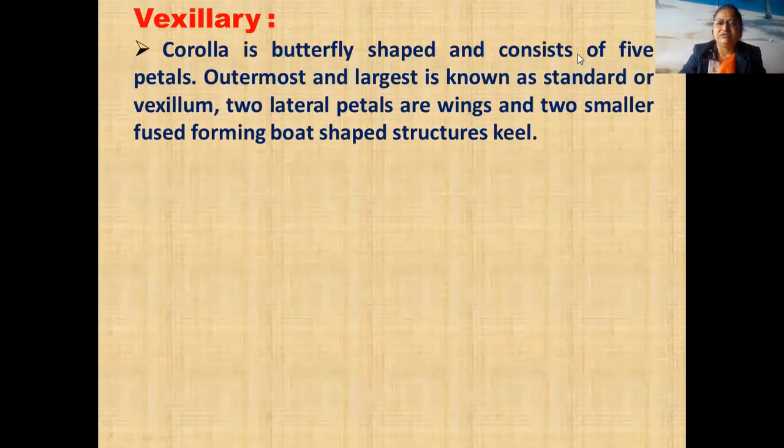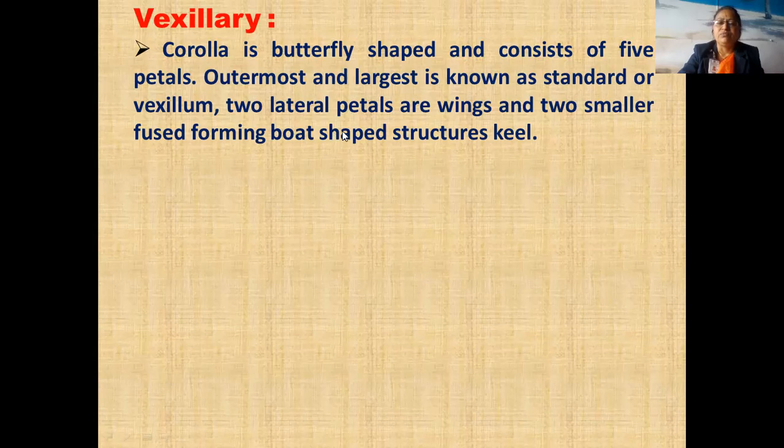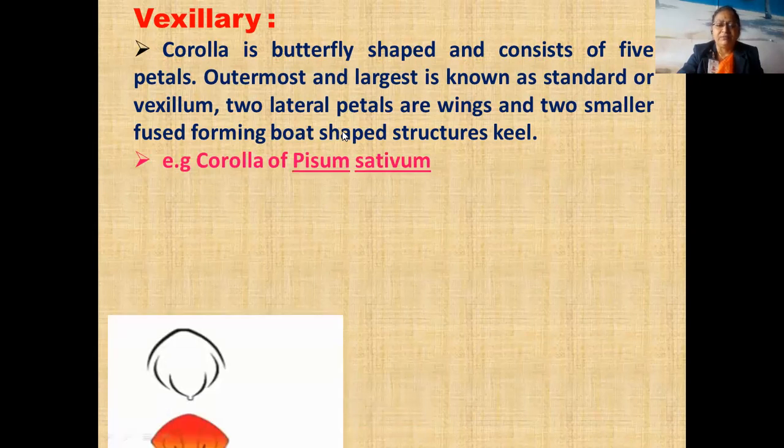Then vexillary aestivation. Vexillary aestivation is the characteristic of family Papilionaceae, Fabaceae. Corolla is papilionaceous. It is butterfly shaped and consists of 5 petals. Outermost and largest is known as standard or vexillum. 2 lateral petals are wings and 2 smaller fuse forming a boat-shaped structure called keel. Example, corolla of Pisum sativum.